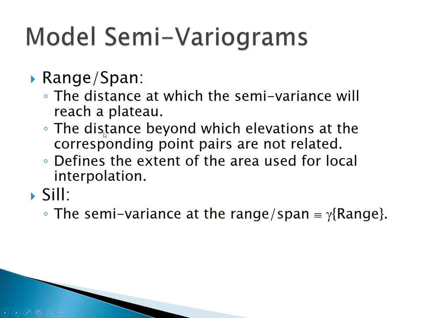So the range or span, depending on the software that you're looking at, is the distance beyond which the elevations at the corresponding point pairs are not related anymore, right? So now I can actually say at this point my points don't matter anymore. This is giving me that structure to identify exactly at what point I can stop calculating, especially in local modeling. My local model gives me that structure to identify the size of my neighborhood.